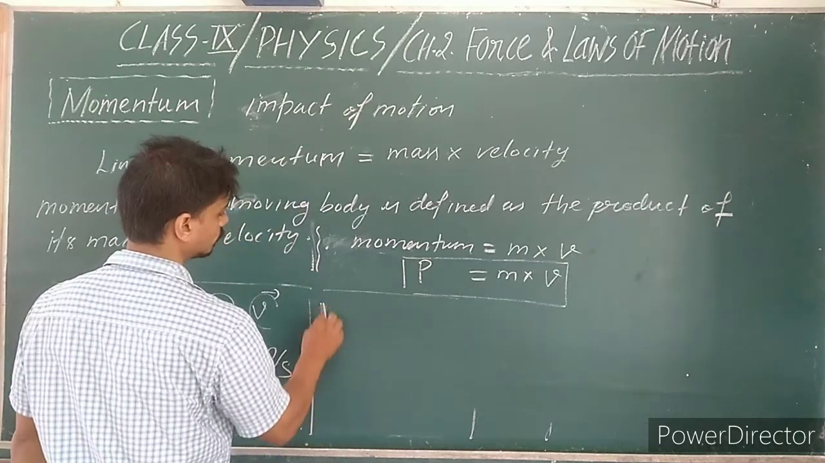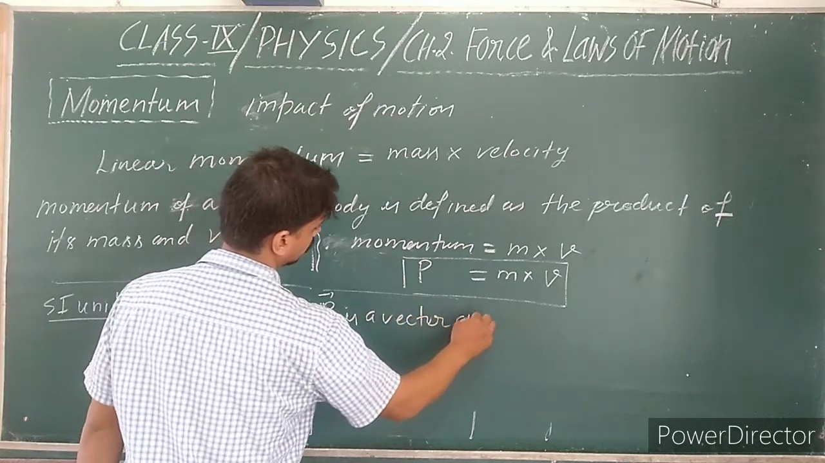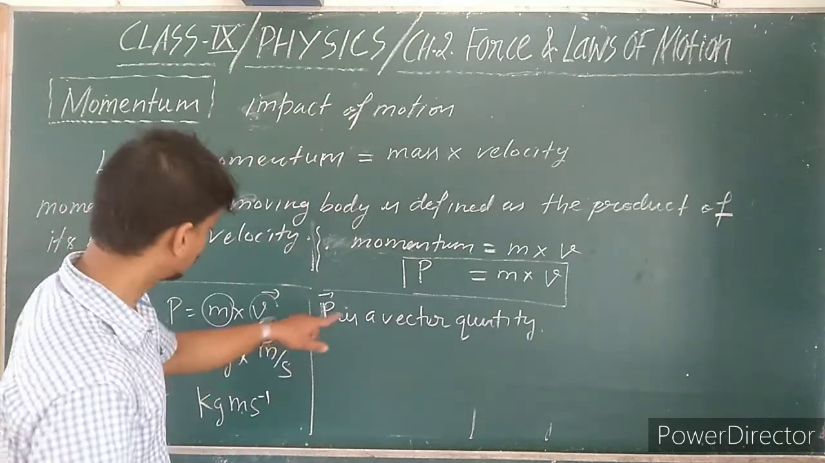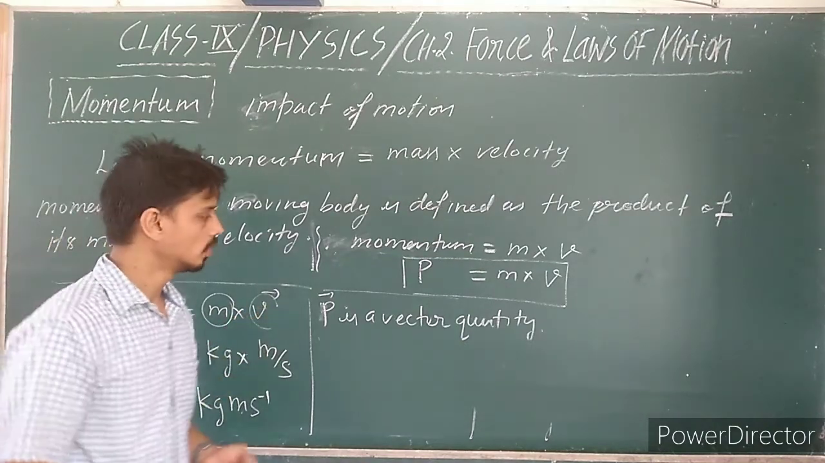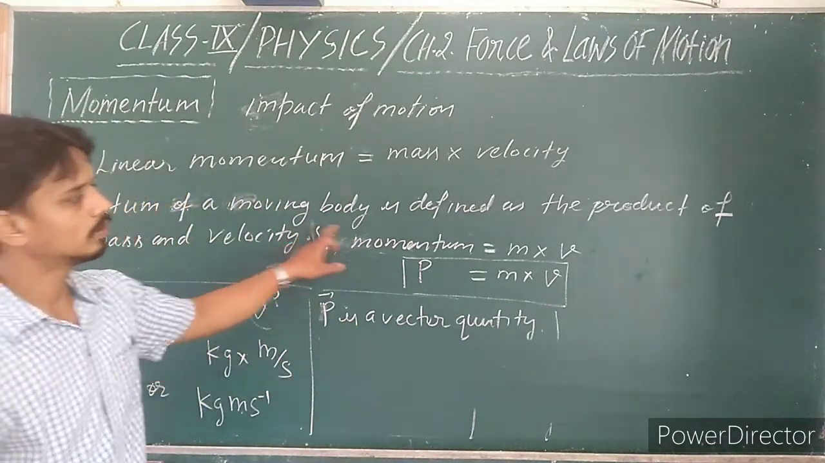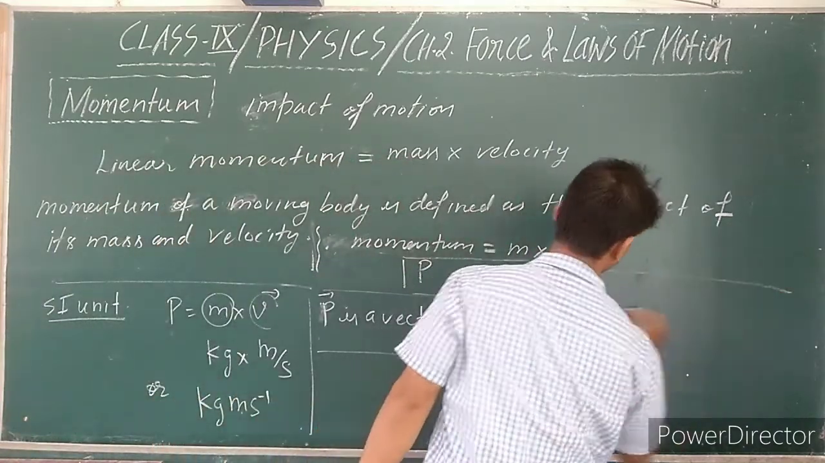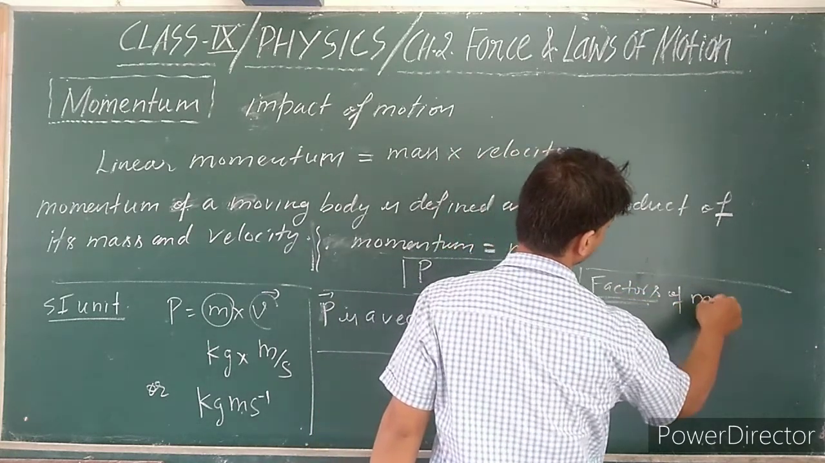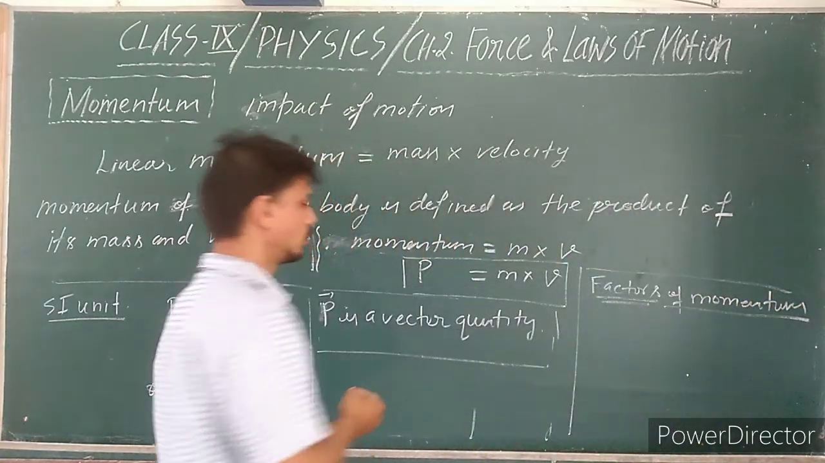So momentum is a vector quantity, and the direction of momentum is the same as the direction of the motion or the direction of the velocity. Okay guys, so we can observe that there are two factors on which the momentum of a body depends. The factors of momentum on which the body depends.